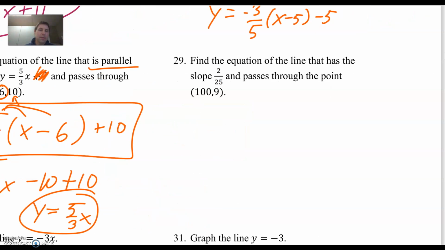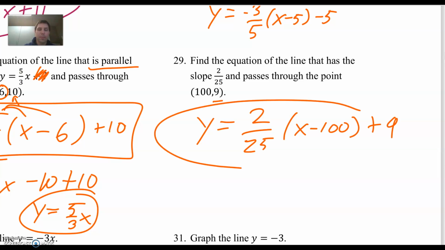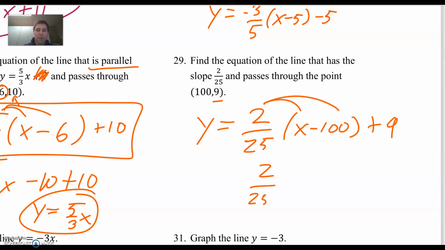So look at 29, find the equation of the line that passes with that slope through that point. Again, I've got everything I need. There's my slope. I'm going to use point slope again. I need 100 to go to 0, so this is x minus 100. And then I can start at 9, so plus 9, and we're done. If you were to distribute to get slope-intercept form, I'm not saying that you had to, this would be 2 over 25 x. 2 over 25 times -100. If you use a calculator, that would become -8 plus 9. -8 plus 9 gives you +1.